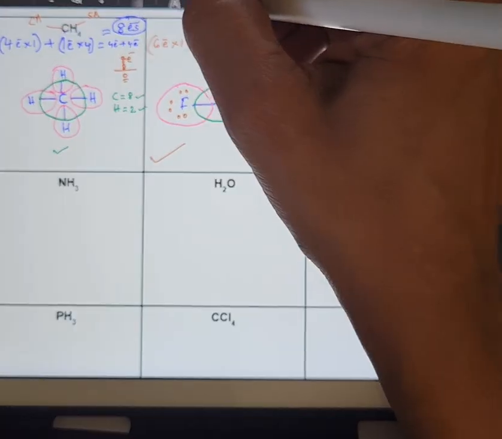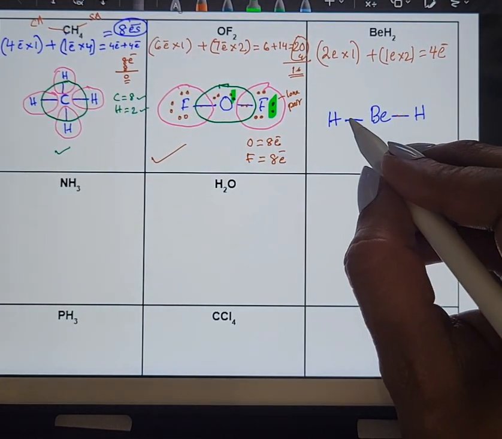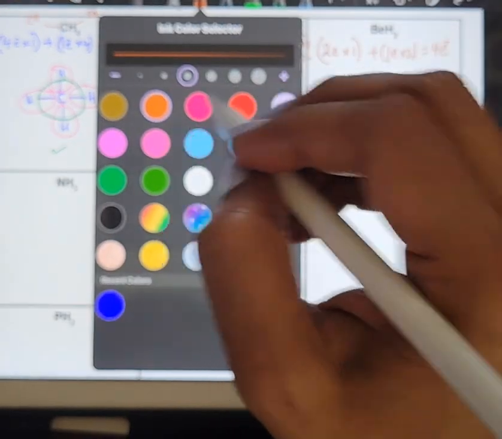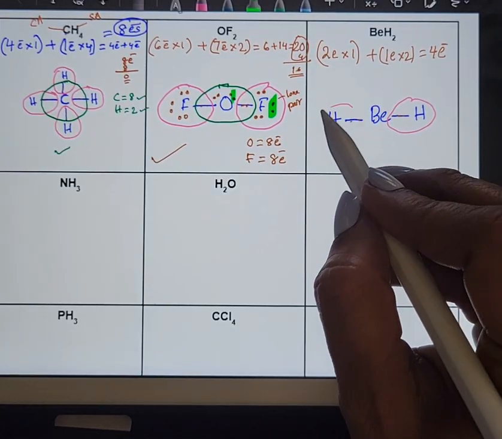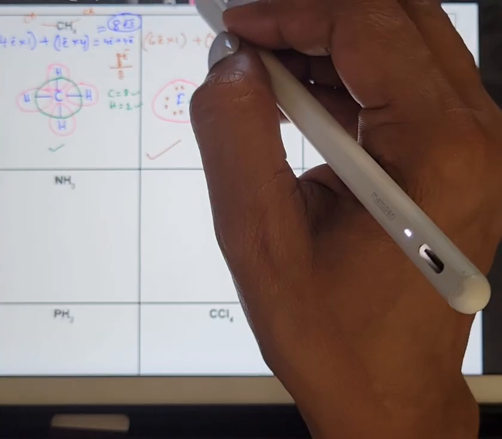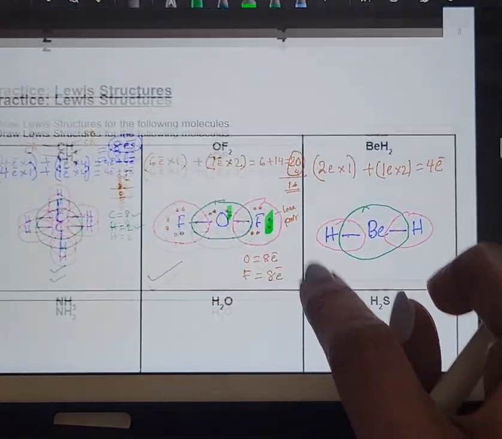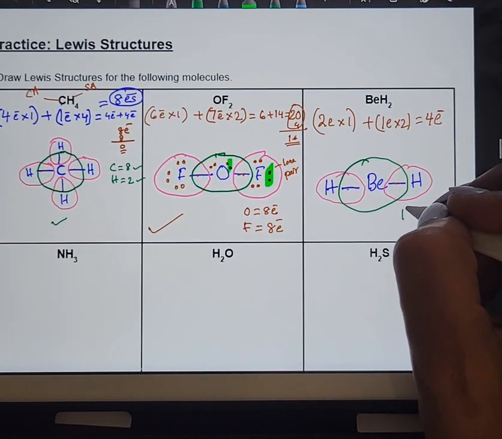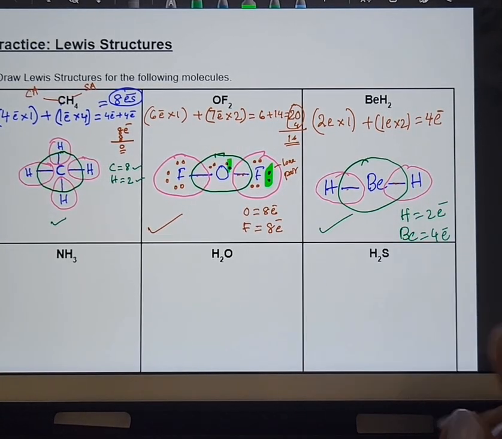So we had only 4 electrons. So I'm going to check how many we used. Each bond is 2. There is 2, 2. Already how many we used? We used 4. Now check whether all the atoms are happy or not. So this hydrogen has how many? 2 electrons. Hydrogen needs only 2. They are happy. And beryllium has how many? Beryllium has 4. See, those are the exceptions we wrote earlier. Beryllium needs only 4. So hydrogen has 2, they are happy. Beryllium has 4, that is also happy. And our structure is correct.